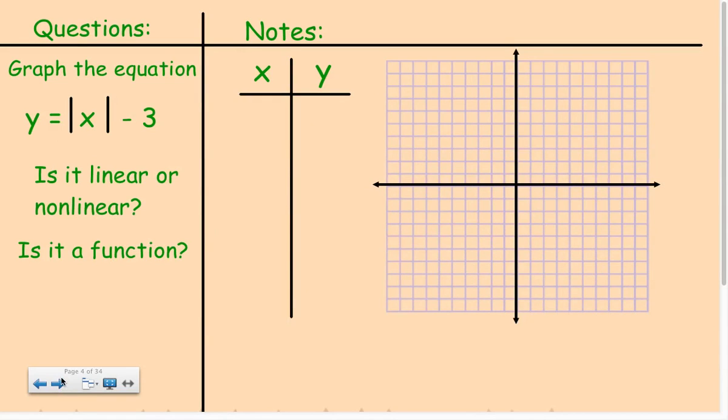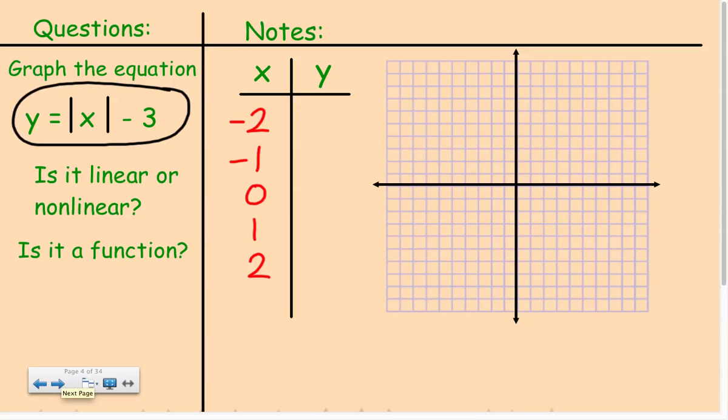Last one. Again, graph the equation. This time I have absolute value in my equation. I'm going to take my 5 x values, so -2, -1, 0, 1, and 2, and I'm going to plug them into my equation. So the absolute value of -2 minus 3, remember I'm taking all of these numbers and plugging them in here. Absolute value of -2 is 2. 2 minus 3 is -1. Put that under the y column.